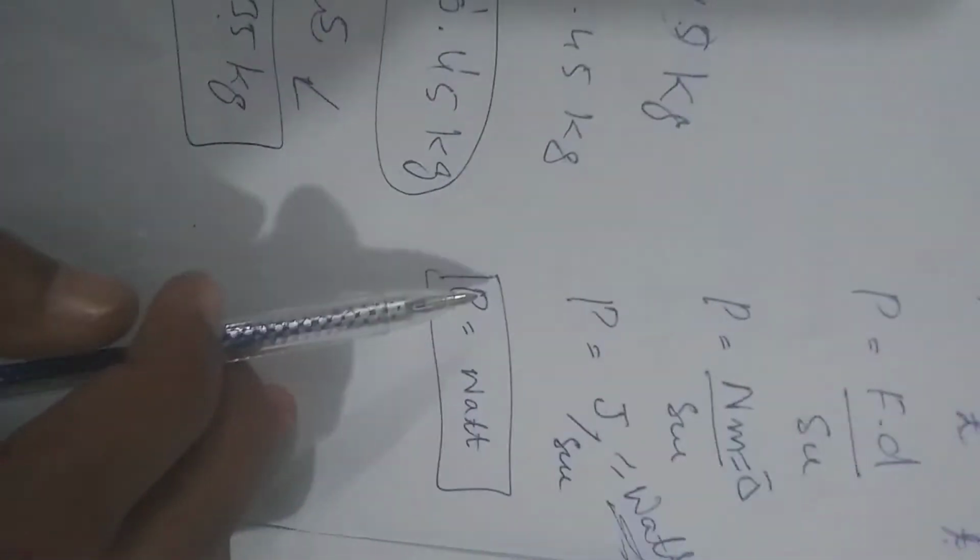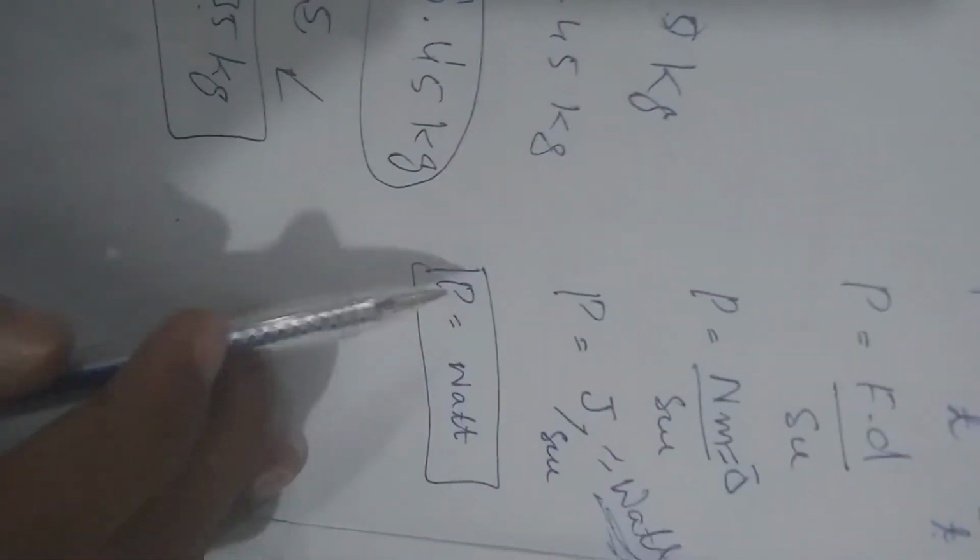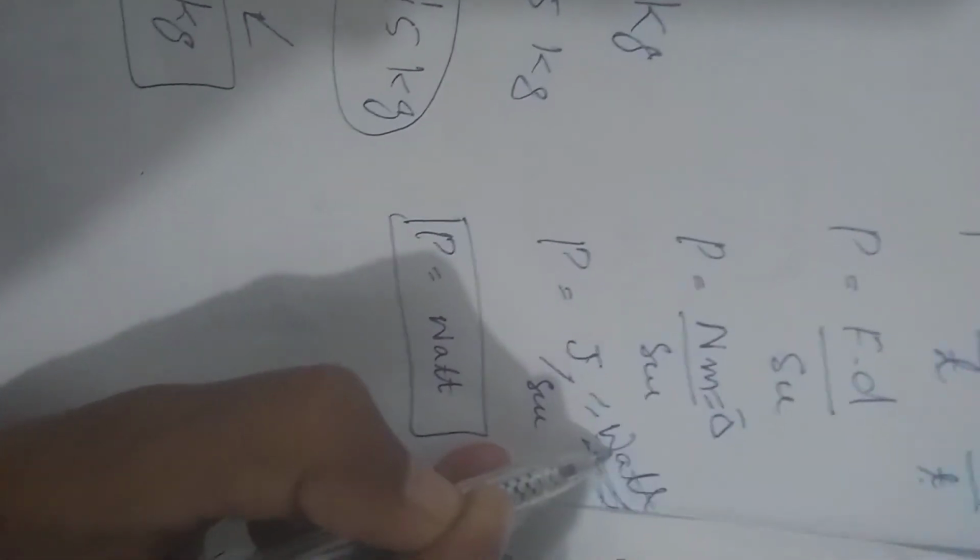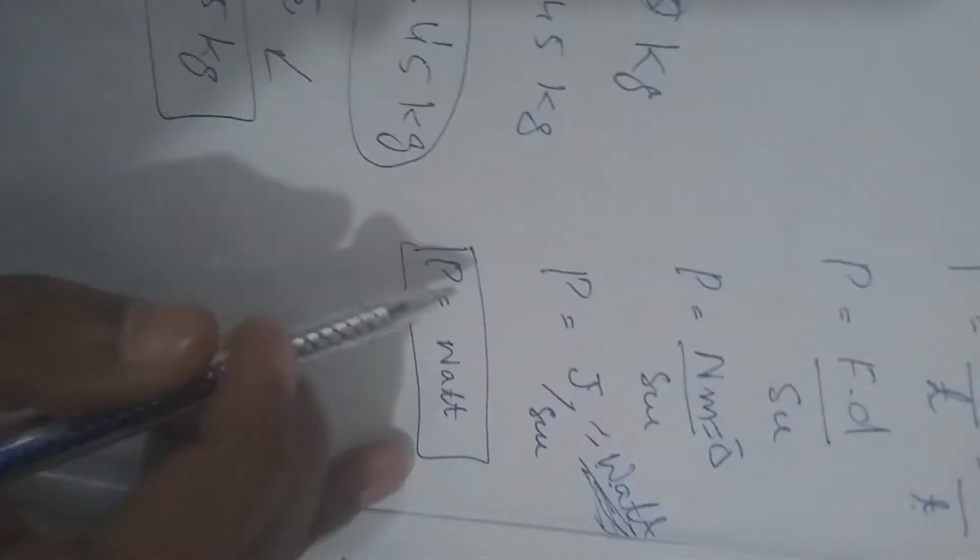Joule per second is equal to 1 watt. Watt is also the unit of power. So the watt is another unit of power. So watt is equal to joule per second. So here we can write that the unit of power is simply watt.